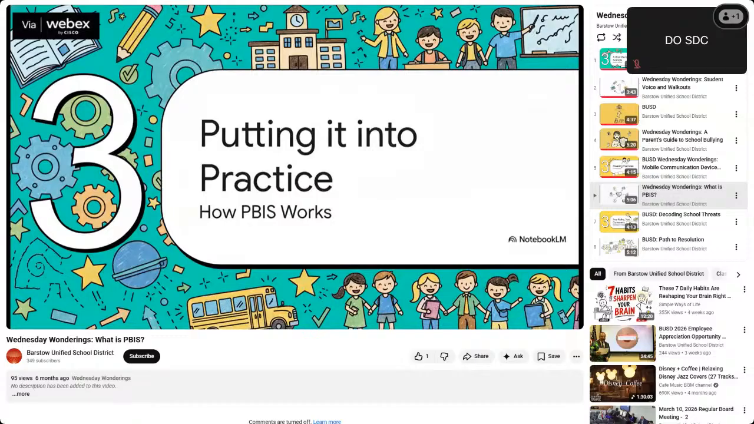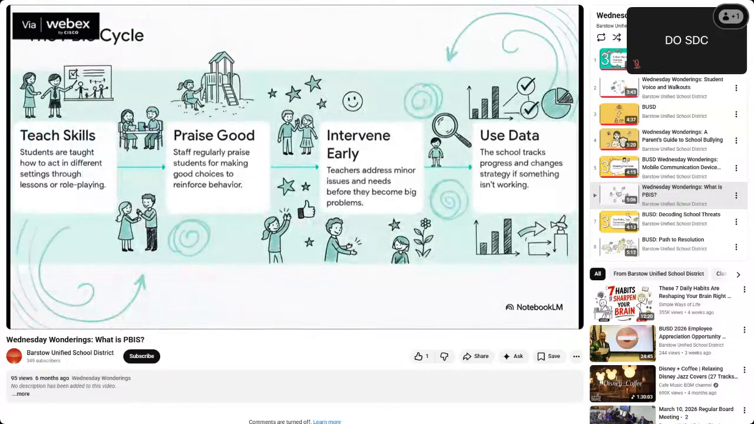Sounds pretty good, right? But what does this actually look like when the bell rings and kids are in the hallway? Let's break down how this philosophy turns into a real day-to-day process. Well, it's kind of like a cycle. First, you're not just assuming kids know how to act in the cafeteria or on the bus, you're teaching them, sometimes even with role-playing. Then, and this is huge, the staff are constantly on the lookout for kids doing the right thing, and they praise them for it.